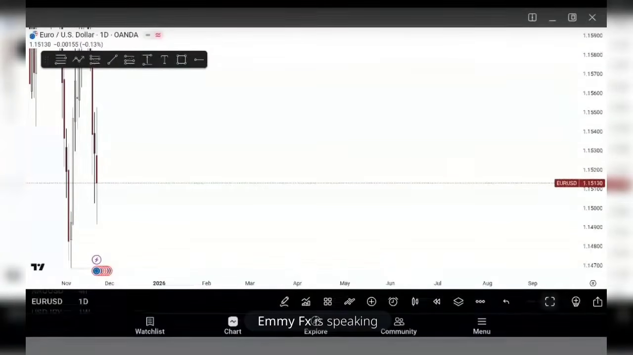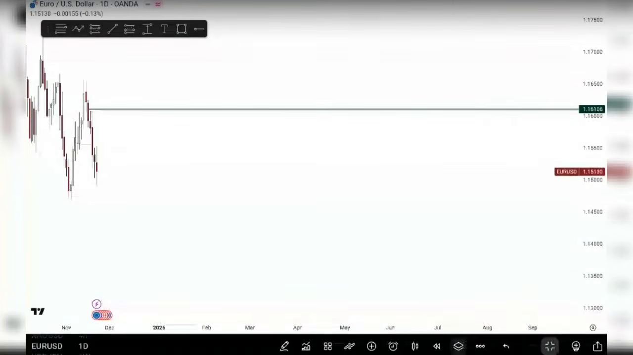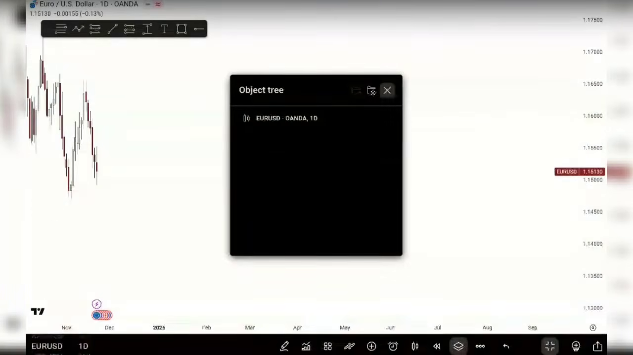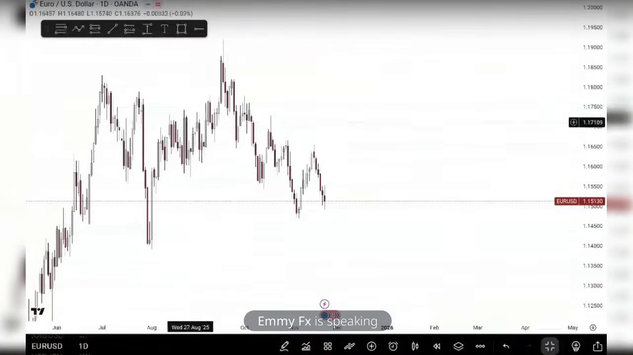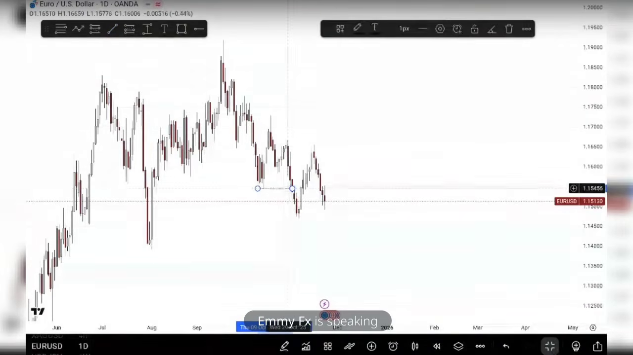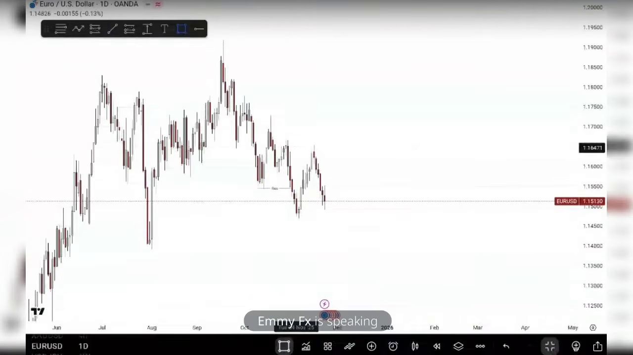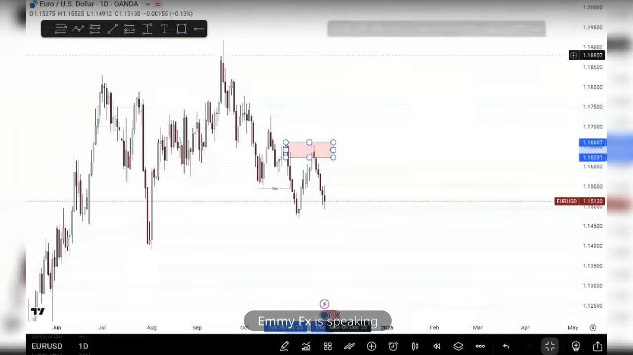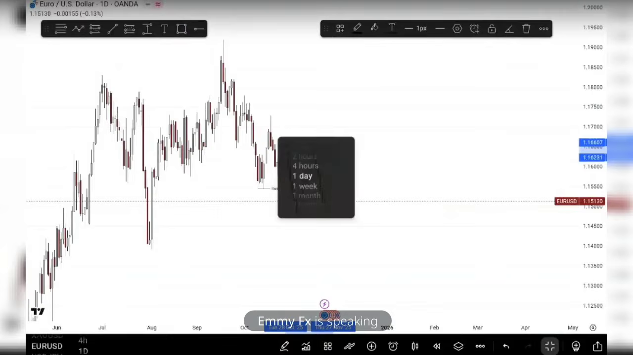All right, this is my one day time frame. Price, we have this structure, this break of structure to the downside. Price reacted from this other block. Let me go to the 4 hour time frame.